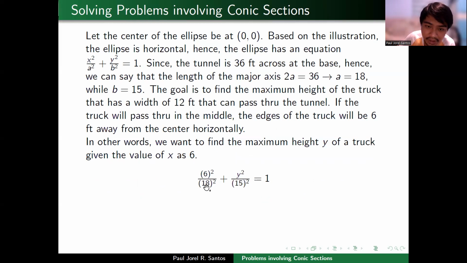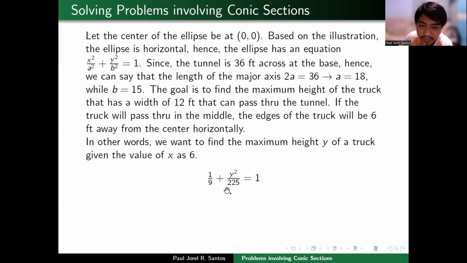Okay, 6 squared over 18 squared plus y squared over 15 squared is equal to 1. Simplifying 6 squared will be 36. Simplifying 18 squared, that will be 324. And simplifying 15 squared, that will be 225. Now, reducing this 36 over 324 into its lowest term will give us 1 over 9. Subtracting both sides by 1 over 9, it will give us this.